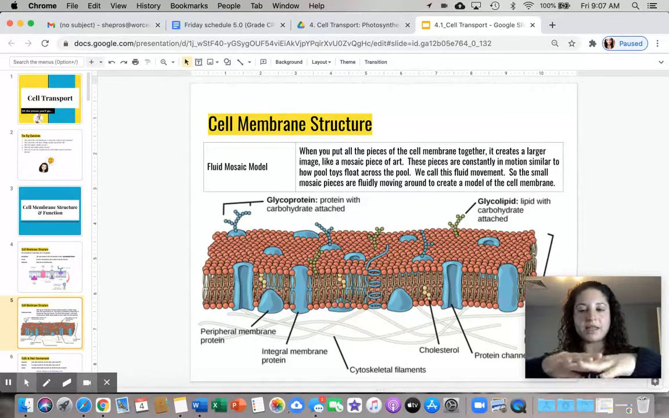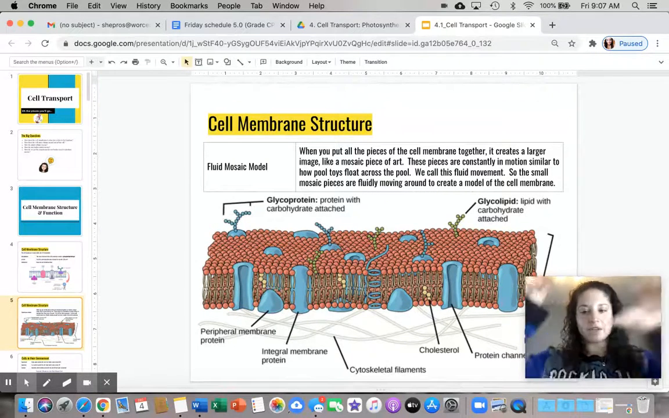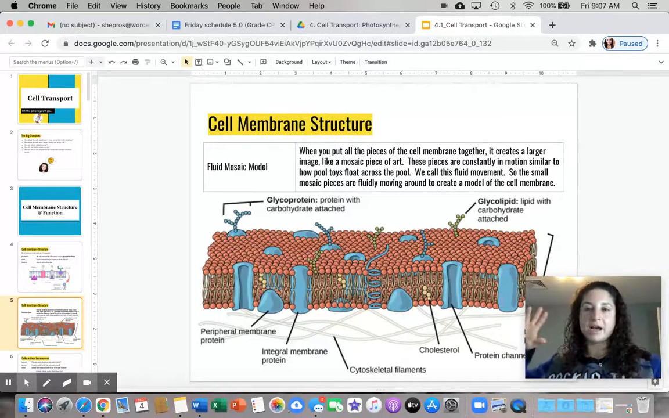The proteins, the cholesterol, constantly moving around the cell membrane, and the cholesterol is helping to keep the phospholipids nice and fluid. So this is where we get the fluid part of the fluid mosaic model. Mosaic is a type of art where you take a bunch of different little pieces from all these different places, put them together, and when you back up, you see like a big picture.